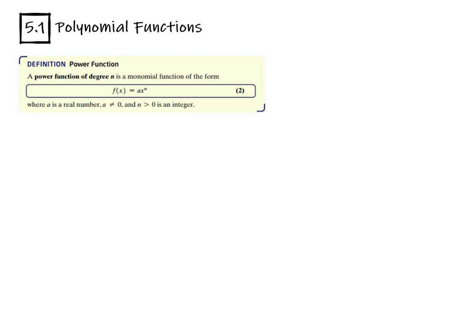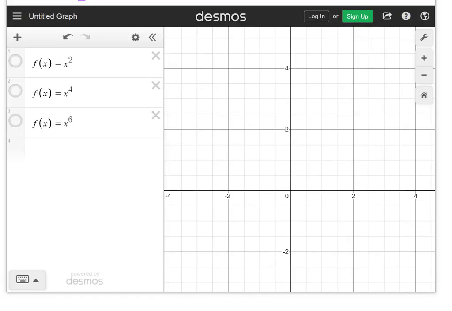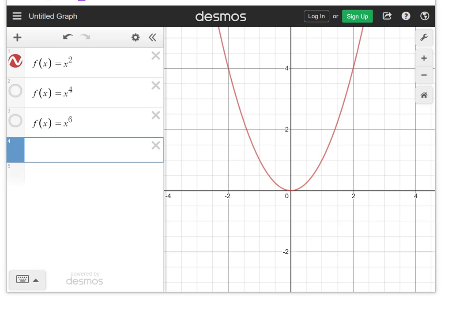Now question 3 asks us to use a graphing utility to graph the following power functions and explore the properties mentioned above. And they ask us to graph x squared, x to the 4th, and x to the 6th. So we're going to look at the graphs of x squared. What will x to the 4th look like? Will it be greater than or will it be less than x squared? Well, it actually depends on which interval we're talking about. So let's go ahead and take a look at it.